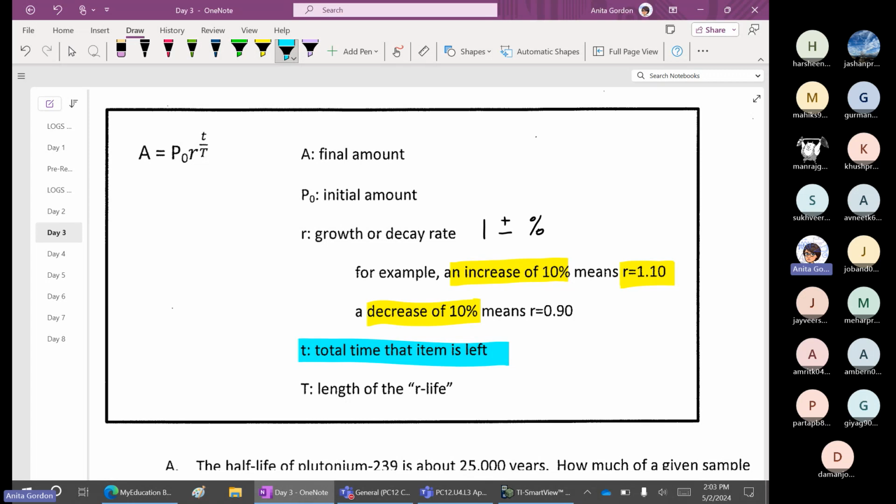Lowercase t represents the unit of time measured that we are choosing. It is a variable that we are going to be using to measure growth or decay. Capital T is the length of the half-life, meaning the length of the rate of life. This is a fixed number that we do not get to change, and that is capital T. The other letters are the same.